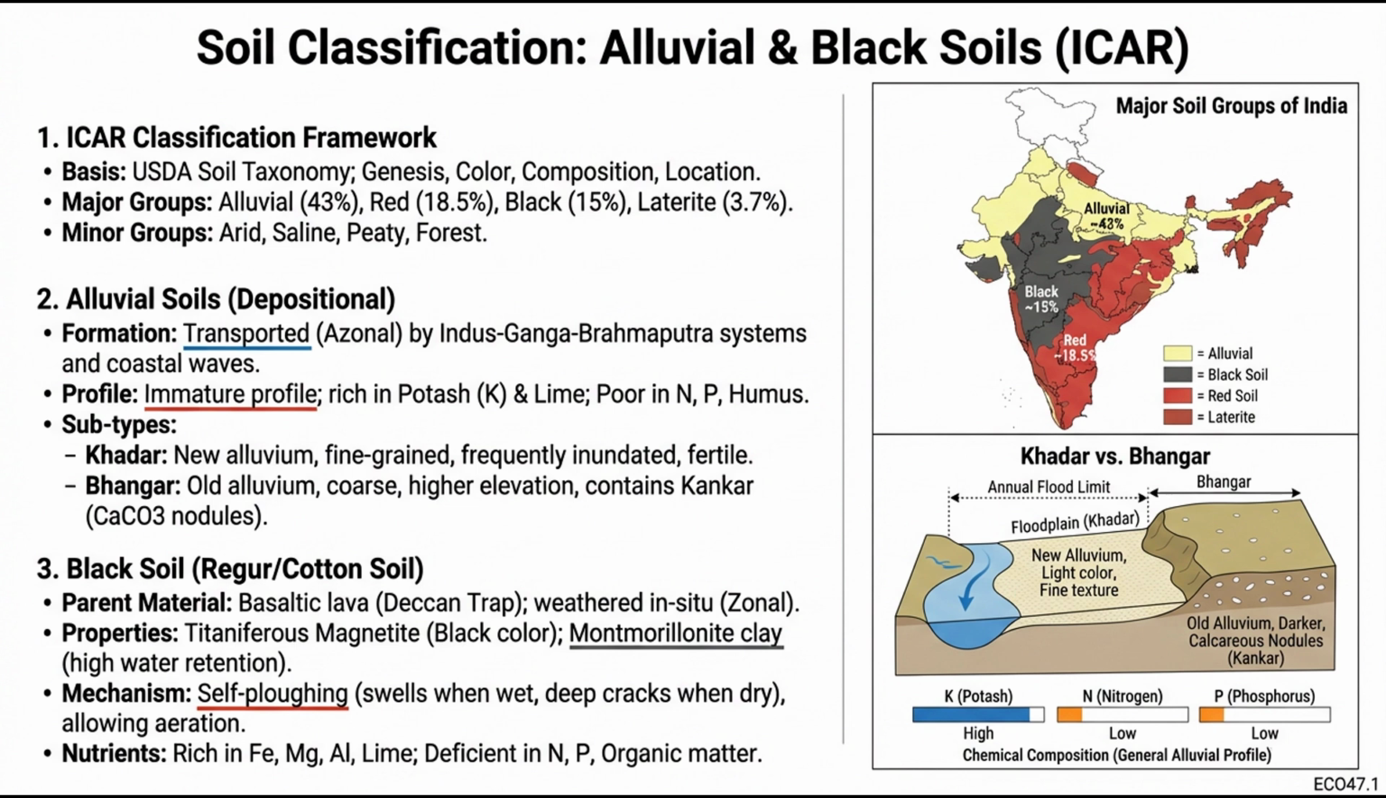This is a classic example of azonal soil. इसका मतलब, meaning it is not native to the place it is found. It is a transported soil. Think of the massive energy of the Indus, Ganga and Brahmaputra river systems cutting through the Himalayas, carrying tons of silt and depositing it in the plains.